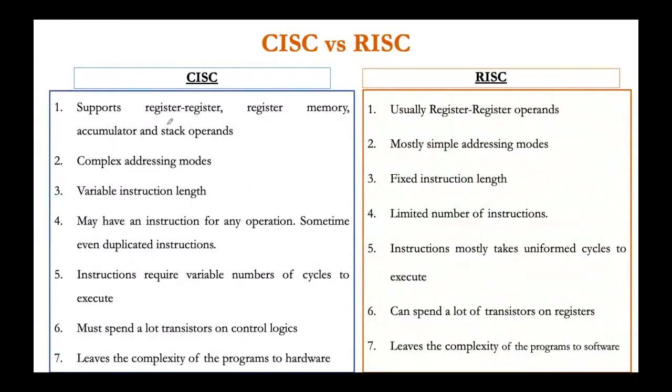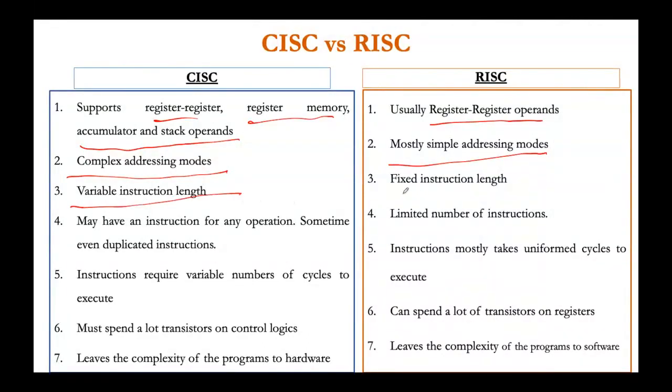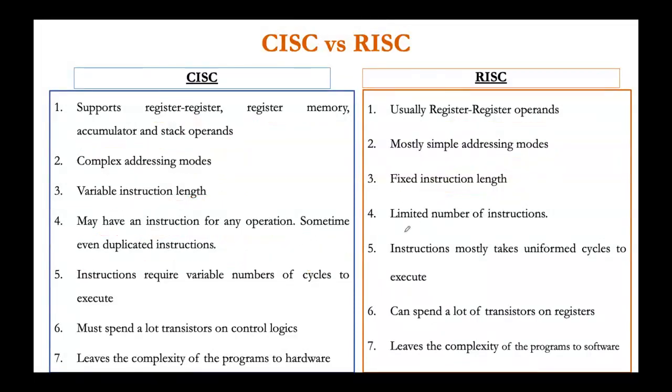CISC supports register and register-memory operands, like memory or accumulator and stack operands, whereas RISC uses only register to register operands. CISC is complex in addressing modes, but RISC mostly uses simple addressing modes. CISC uses variable instruction length, whereas RISC uses fixed instruction length. CISC may have an instruction for any operation, sometimes even duplicate instructions, as we saw with increment of R11 or add R11 with 1.